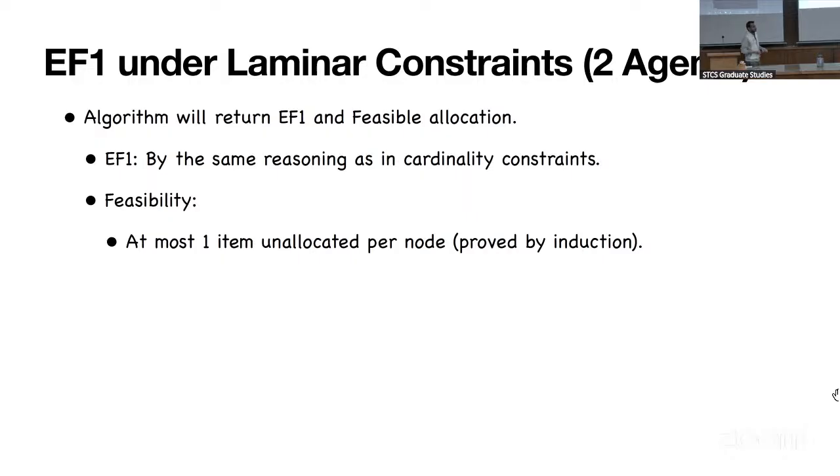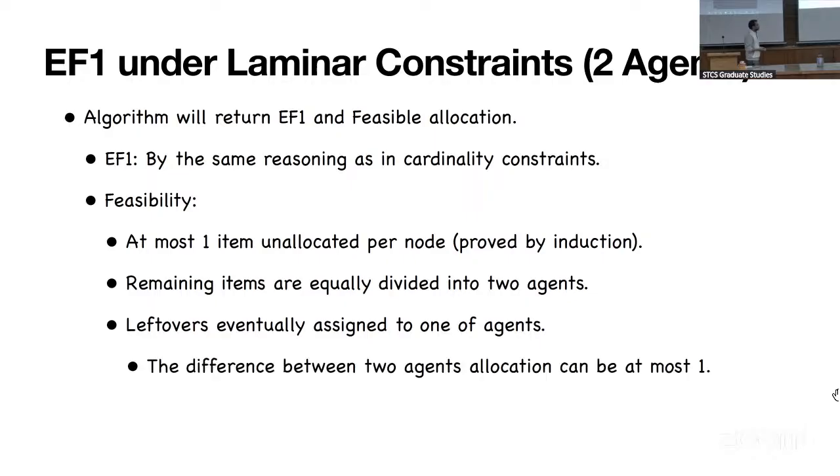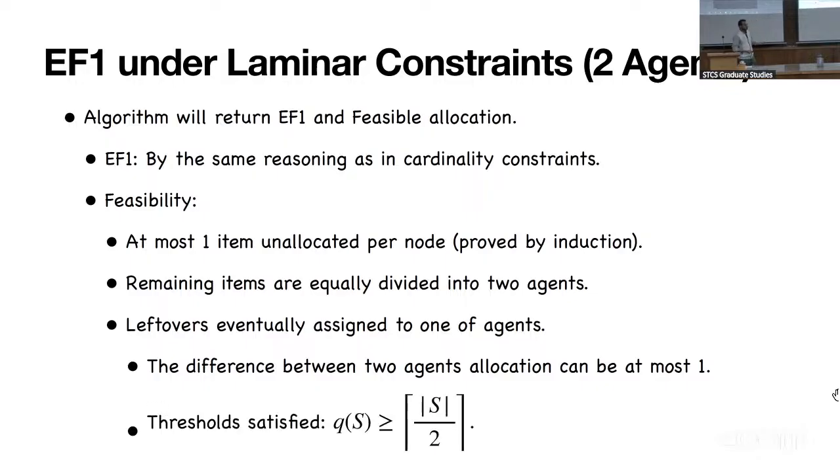And why will it be feasible? Because at each node, at most one item will be unallocated, and the other items are equally divided between the two agents. So each agent has an equal number of items, and only one item is unallocated. At a later phase, we allocate that item to one of the agents, and that means the difference between the two agents for a particular node is at most one. And naturally, it will satisfy the feasibility criteria.